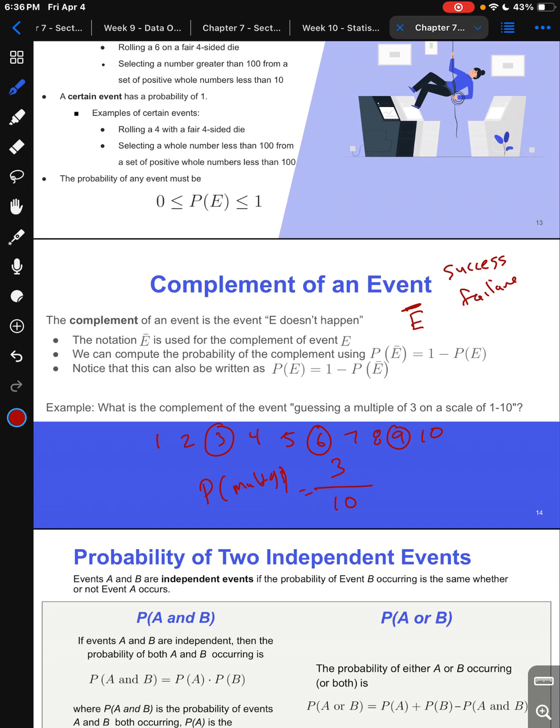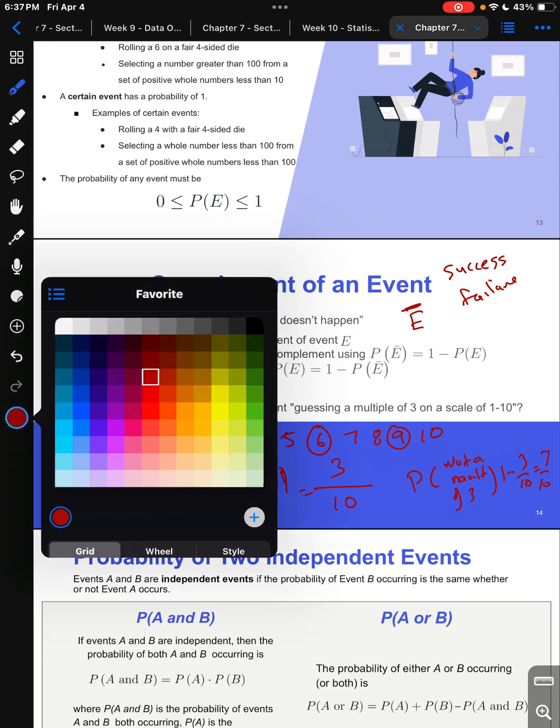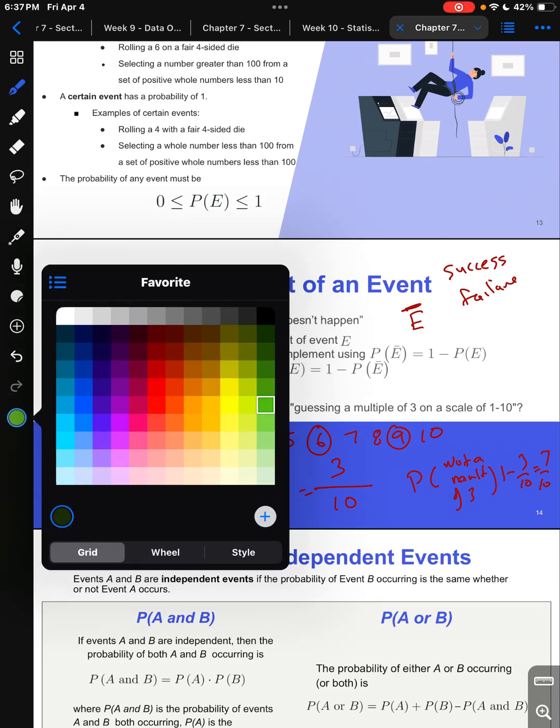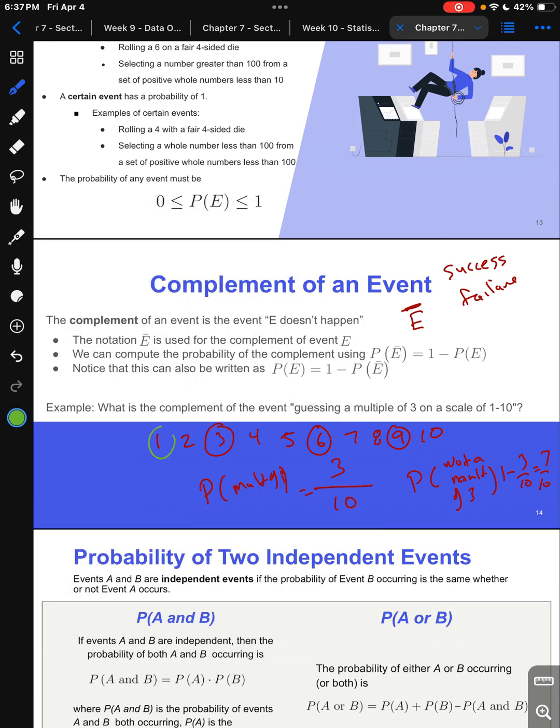Its complement, or not a multiple of 3, would be 1 minus 3 over 10, or 7/10. So there are 7 of those numbers: 1, 2, 3, 4, 5, 6, 7. So that would be its complement right here, 7/10.